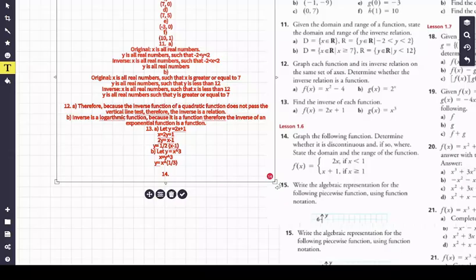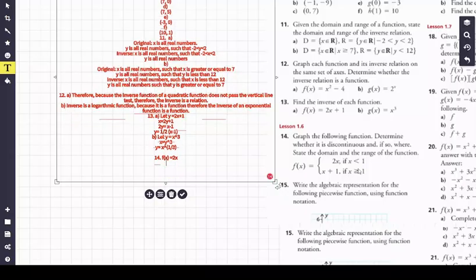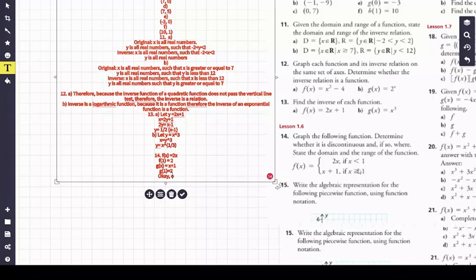So check boundary at 1. We can use a limit, or we can just simply calculate the value. So f of x equals 2x, f of 1 is equal to 2, and then g of x is equal to x plus 1, and g of 1 is equal to 1 plus 1, which is also 2. Okay, so the function is continuous at x equals 1.